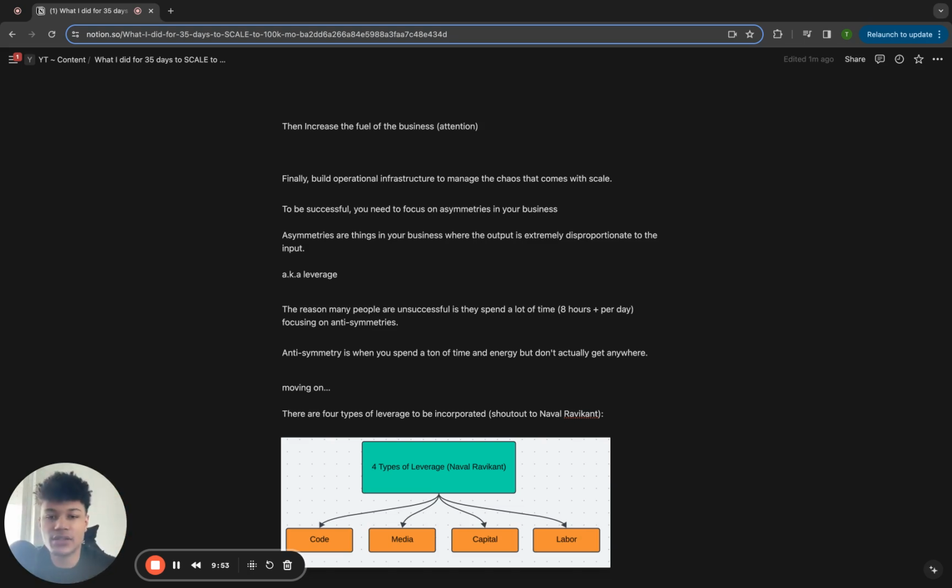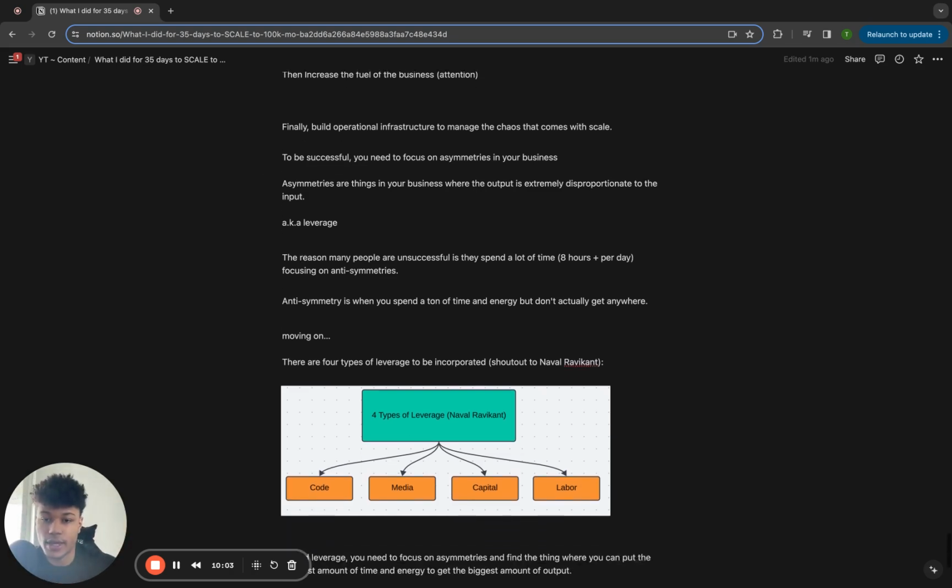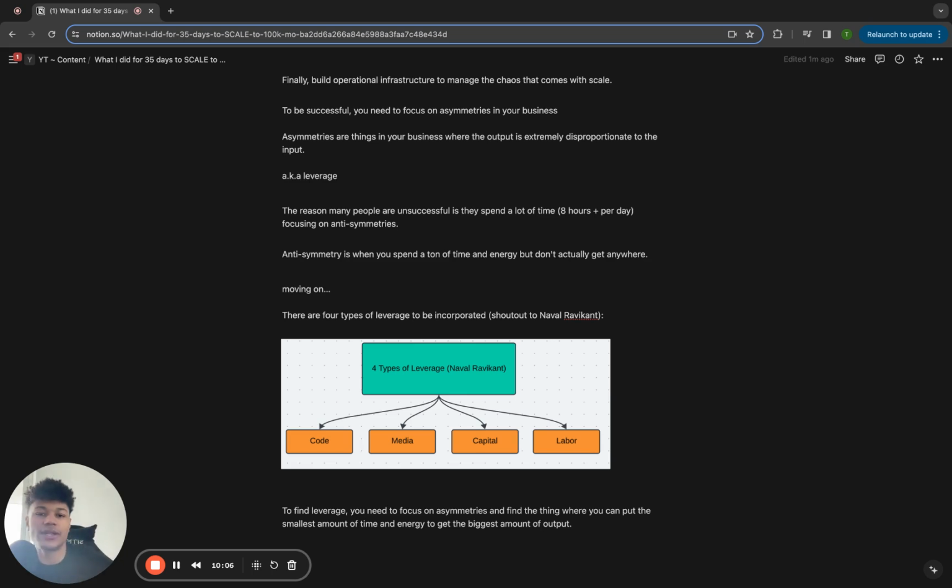To be successful, you need to focus on asymmetries in your business. Asymmetries are things in your business where the outputs are extremely disproportionate to the inputs, aka leverage. The reason many people are unsuccessful is they spend 8 hours plus per day focusing on antisymmetries. An antisymmetry is when you spend a ton of time and energy, but don't get anywhere.